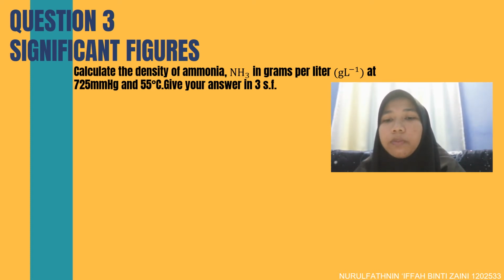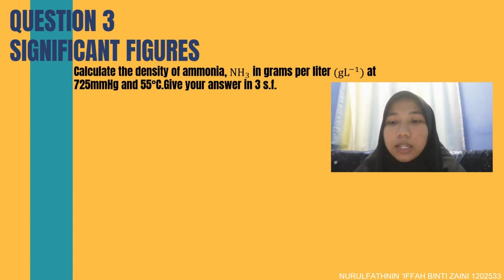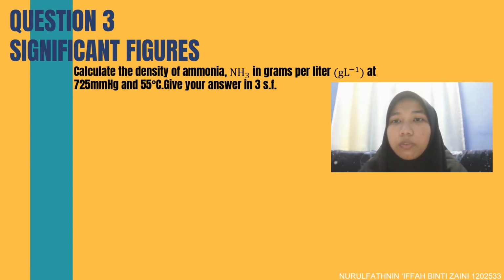The first number is zero, but that is not considered a significant figure because it is a leading zero. So the first significant figure is 6, followed by 2, and followed by 4. However, the number after the 4 is 6, which is higher than 5. So we need to follow the rules of rounding. So the 4 is turned to 5, since 6 is higher than 5. So the final answer is 0.625 gram per liter. Thank you.